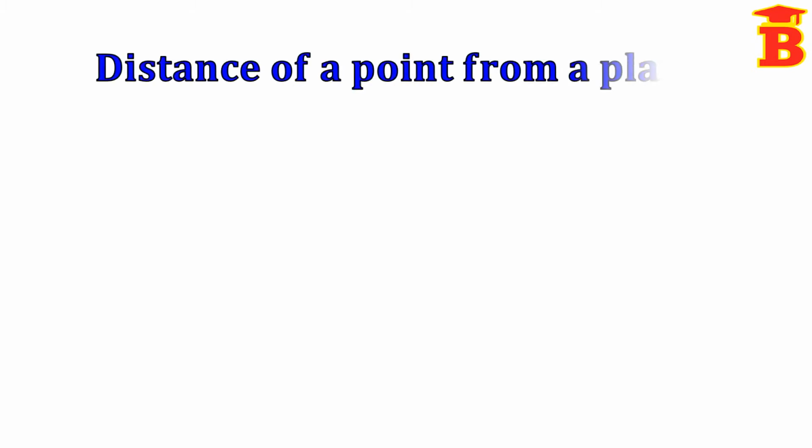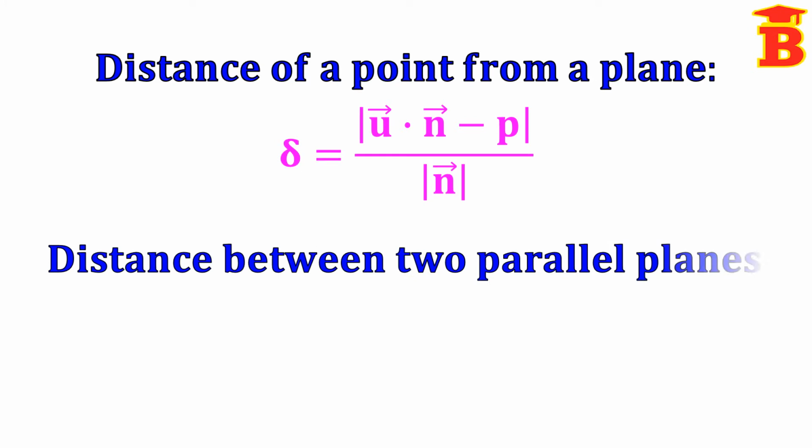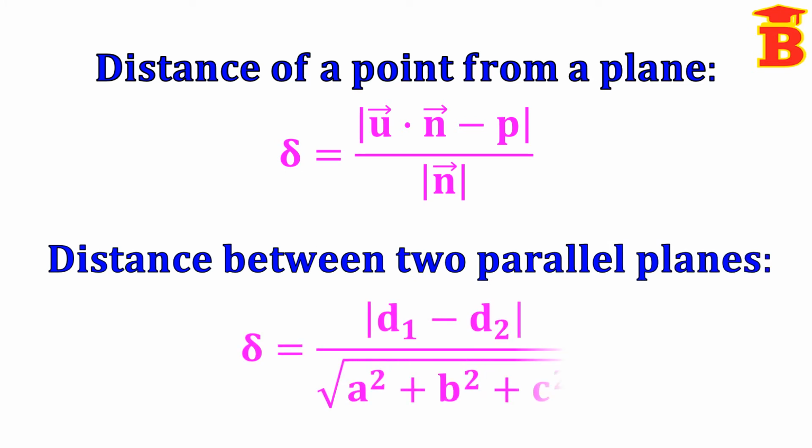Let us see the distance formulas. Distance of a point from a plane: delta equal to modulus of u vector dot n vector minus p, divided by modulus of n vector. Next, distance between two parallel planes: delta equal to modulus of d1 minus d2, divided by root of a square plus b square plus c square.